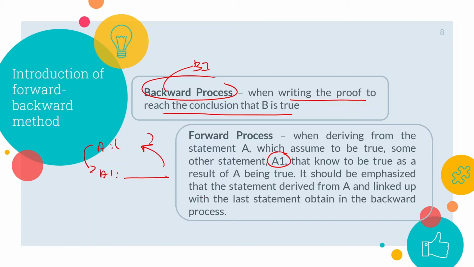It should be emphasized that the statements derived from A are linked up with the last statement obtained in the backward process. So it will link up until you get the statement that was derived from the backward process. So until you get B1 here. Okay, B1 or B, or any conclusion that you can make from the backward process.